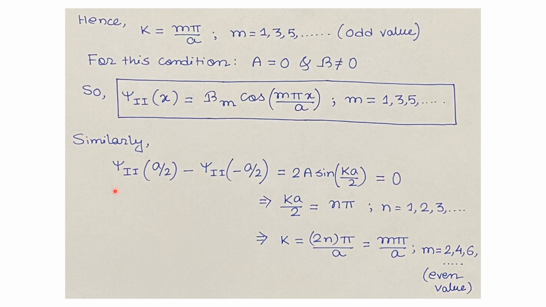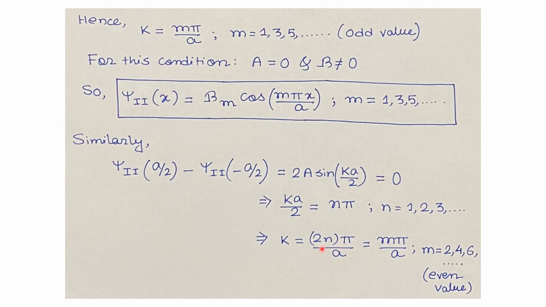Similarly, we will subtract those two equations, that is psi 2 at x equals a by 2 minus psi 2 at x equals minus a by 2 equals 2a times sin k by 2 equals 0. So from here we can write sin k by 2 equals 0. That means k by 2 will be an integer multiple of pi. So n will be 1, 2, 3 and so on. We can write this k as 2n times pi by a.